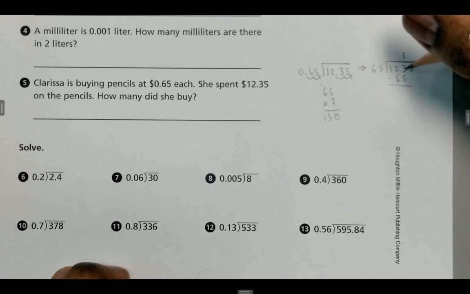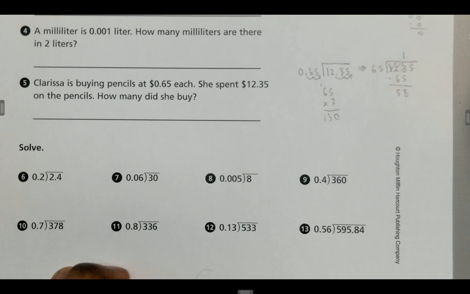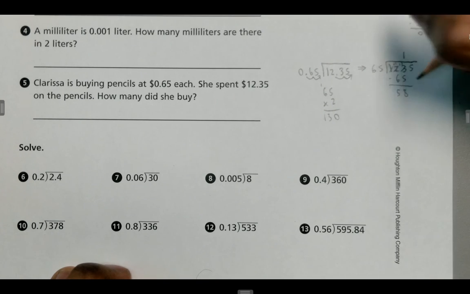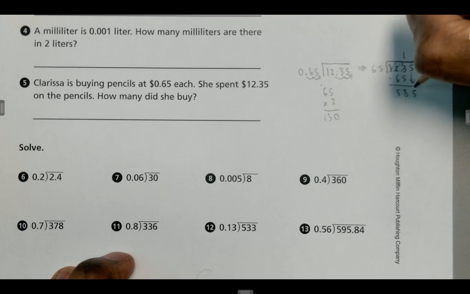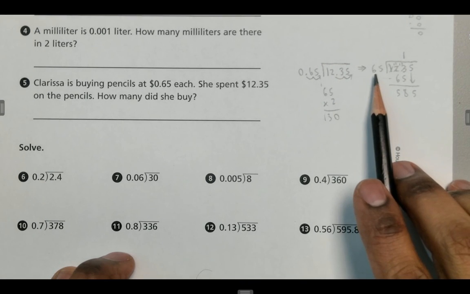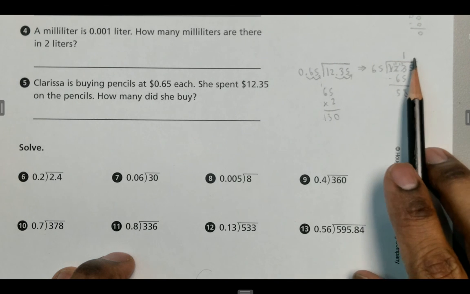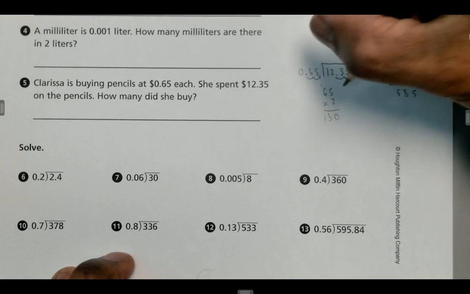Let's subtract. 3 needs to borrow. 13 minus 5 is 8. The 1 now needs to borrow. 11 minus 6 is 5. And we bring down. Now again, 65 is close to 70. 70 goes into 585 about 8 times. Let's test out 8. I'm thinking it's going to be an 8 or a 9 up here.